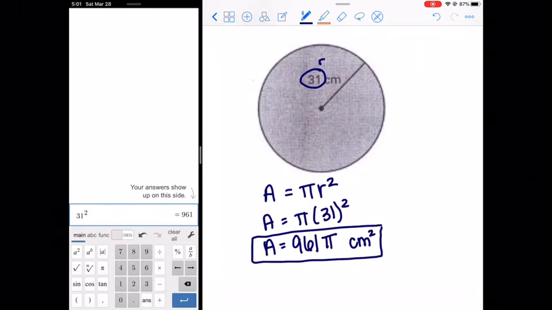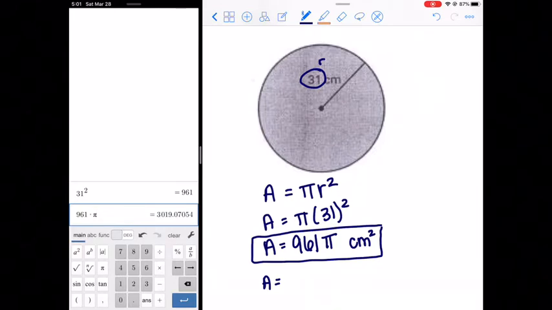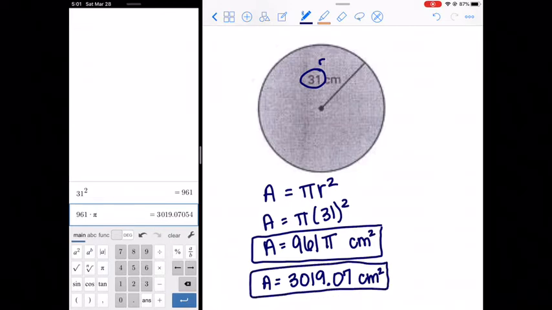The other thing I can do is I can also find an approximation. So to find an approximation, I'm going to do 961 times pi, and let's round this to the nearest hundredth. So that's 2 decimal places, so this would be 3019.07. The units stay the same, square centimeters, but that's my approximate. So since it's approximate, I'm going to use this approximate equal sign, the wavy equal sign.